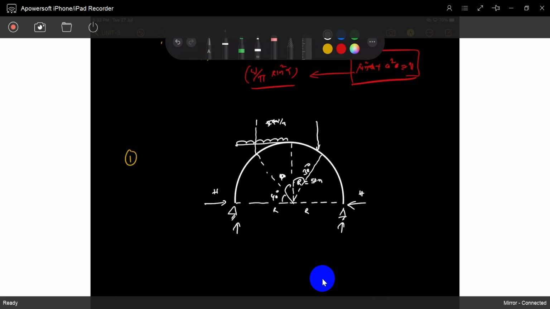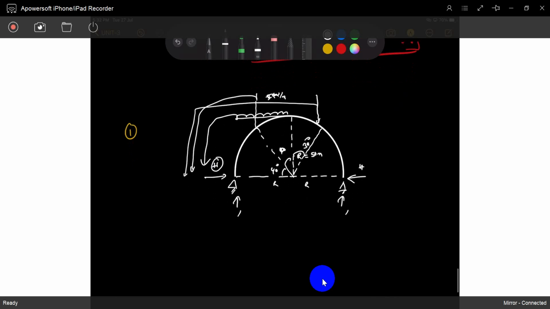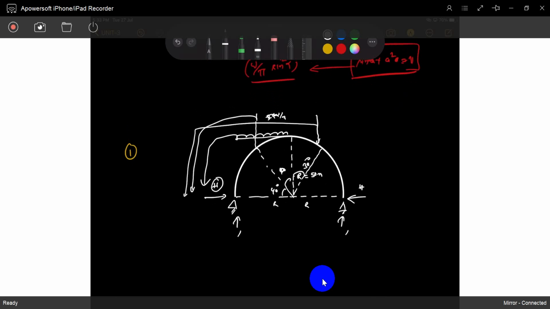See how much h is contributed by the uniformly distributed load, and how much by this load. If you find the h value, the remaining values you can easily find: the horizontal and vertical reactions, and then the bending moment everywhere. I will give this problem, otherwise I will do one problem tomorrow.